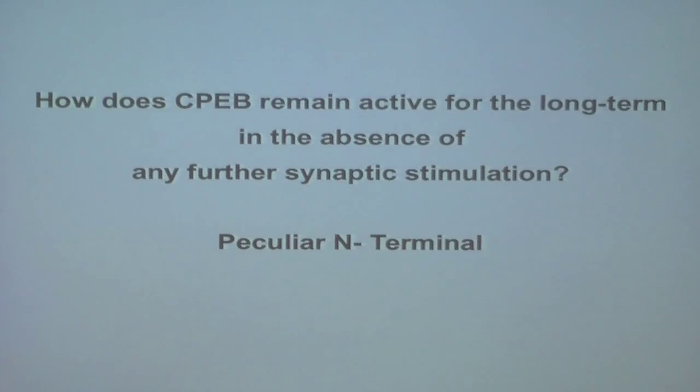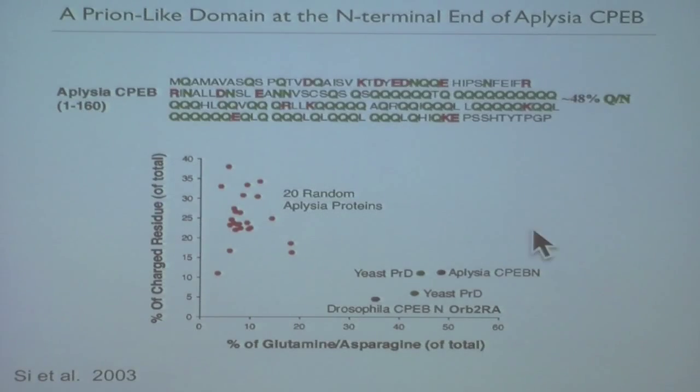So he examined it more carefully, and he asked, what is responsible for keeping it going? And he saw it had a very peculiar N-terminal. What's unusual, there were a lot of glutamines and asparagines. About 50% of the residues of the first 160 amino acids are, in fact, these polar residues. Now, why is that odd?